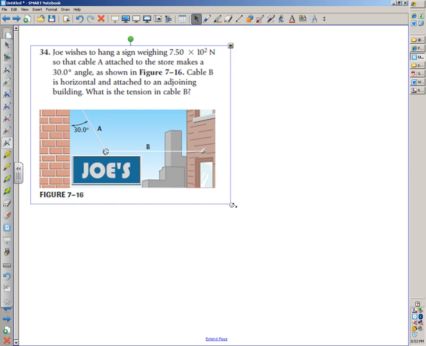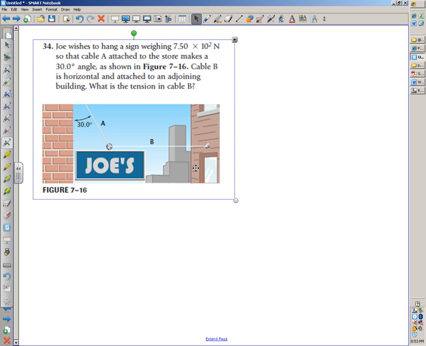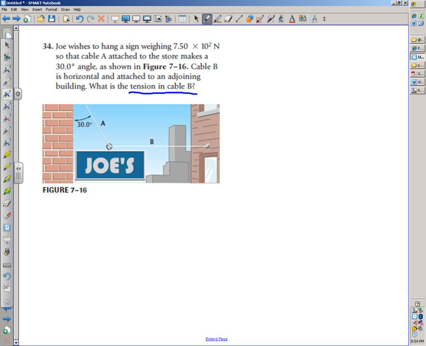Alright, so here's question number 34. It says, Joe wishes to hang a sign weighing 7.50 times 10 to the second newtons so that cable A attached to the store makes a 30-degree angle as shown in the figure below. Cable B is horizontal and attached to an adjoining building. What is the tension in cable B? Remember, tension is just a fancy name for another force. So this question is asking us, what is the force that cable B is going to have to supply to keep this thing from falling?